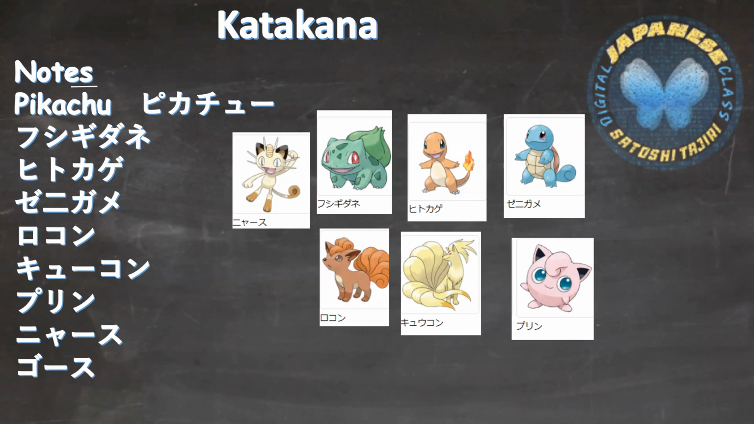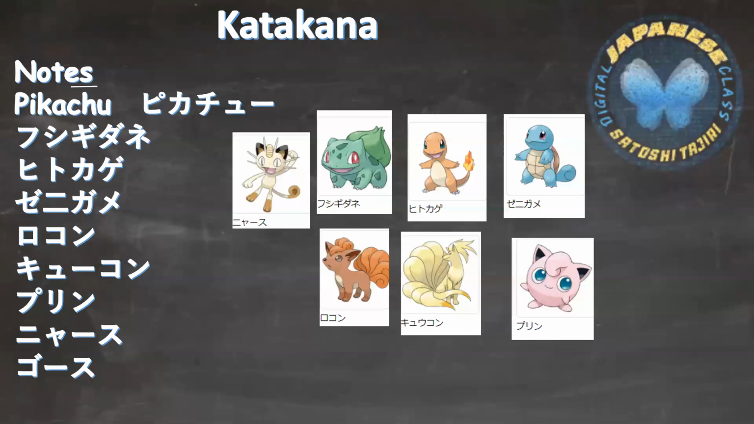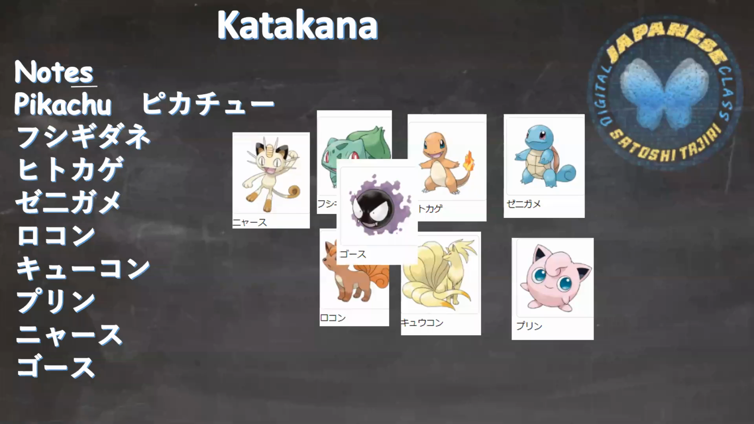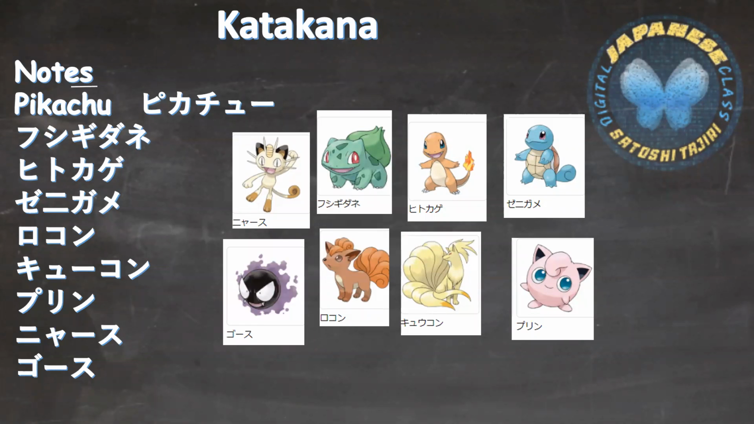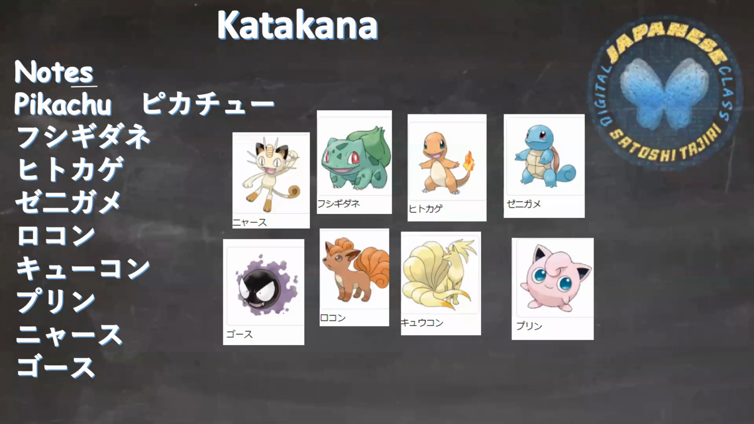Okay, how about this one? Gosu, okay? Very good. So we have that one. We have our Gastly. So we have our Gosu, okay? Gastly. Okay. Next one.